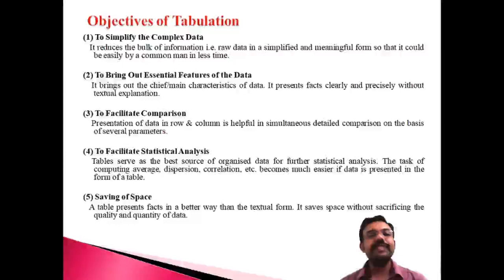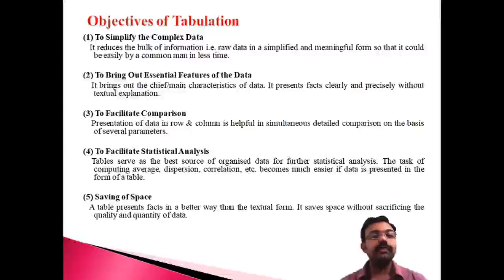The third one is facilitating comparisons. You can easily compare each and every element with the help of the table. Row-wise data is available and column-wise data is available. You can easily compare each and every element, and row-wise comparison is always possible with the help of tabulation. So that is the third important objective, facilitating comparisons. Gender-wise comparison is possible with the help of tabulation, and age-wise comparison is possible. Different types of comparisons are done with the help of tabulation.